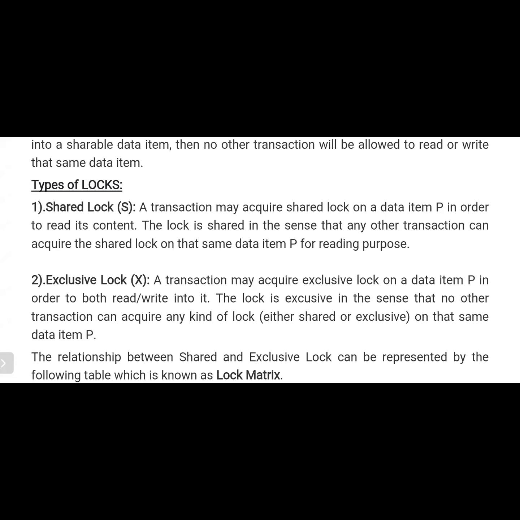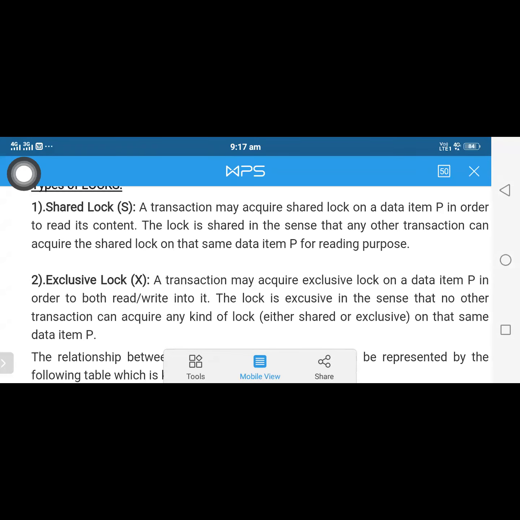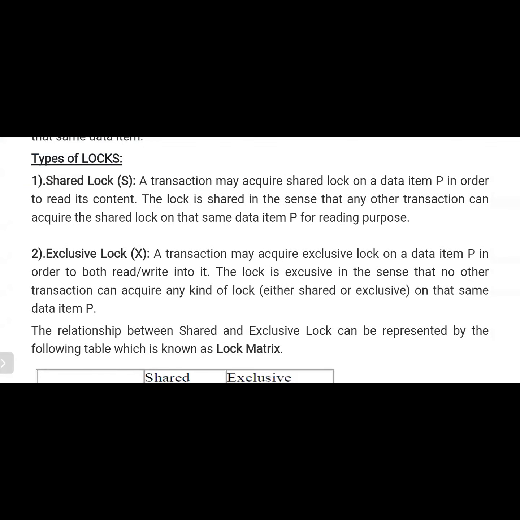For example, for shared data item P, T1 acquires the shared lock, T2 acquires the shared lock, T3 acquires the shared lock, and so on. Any number of transactions can acquire the lock on the data item for reading, because there is no change. In the same way, an exclusive lock, represented with X, may be acquired by a transaction on a data item P to perform both read and write operations. The lock is exclusive in the sense that no other transaction can acquire any kind of lock, shared or exclusive, on the same data item P.